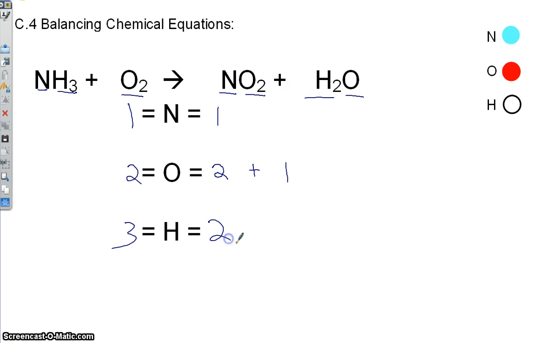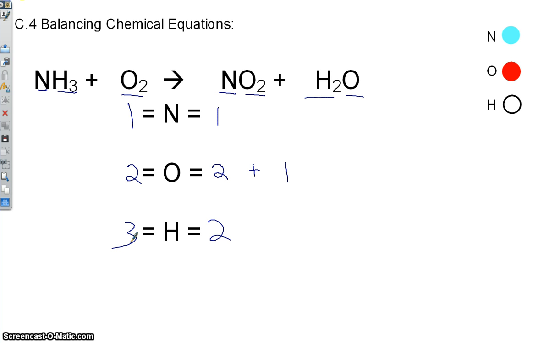How many do I have on the right? I have 2. Okay, so now I check. Nitrogen, I have 1 and 1. That's balanced, that's okay. I look at oxygen. 2 and 2 plus 1 is 3, so 2 and 3 is not equal. And then hydrogen, 3 and 2, again, not equal. So I'd say, well, how can I take care of this?